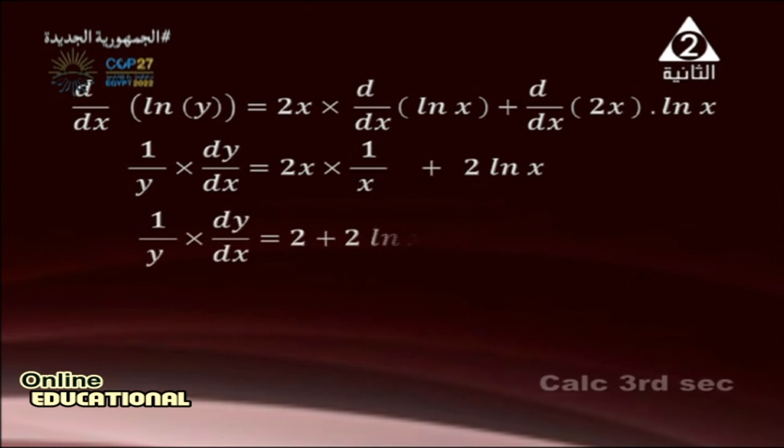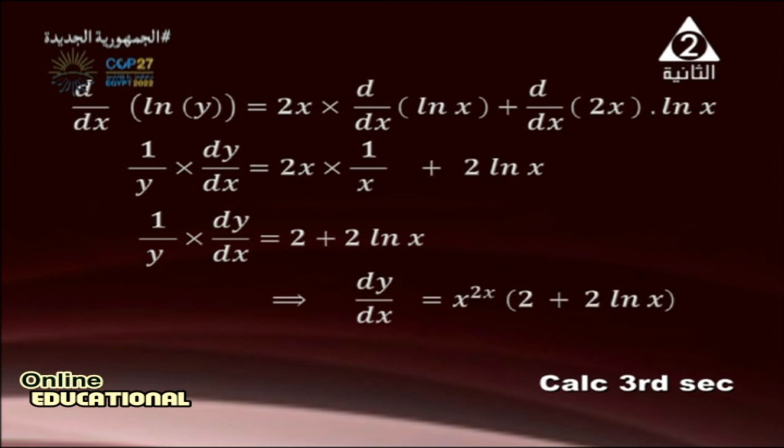Then 1 over y dy dx equals 2 plus 2 ln x, and dy dx equals x to the power 2x multiply 2 plus 2 ln x, and we can take 2 as a common factor. Then dy dx equals 2 multiply x power 2x multiply (1 plus ln x).